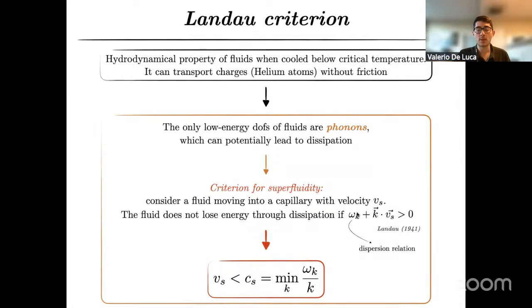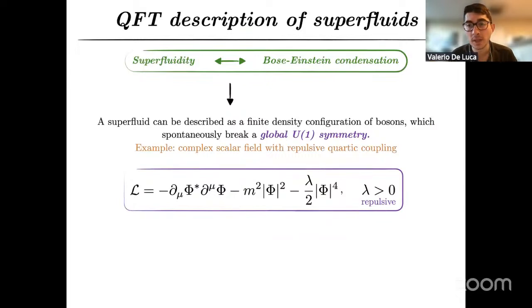Now, since then, there was a better understanding of superfluidity through a quantum field theory description, for which superfluidity is actually associated to Bose-Einstein condensation. So the main idea is that a superfluid can be described as a configuration of bosons at finite density, which break spontaneously a global, for example, U(1) symmetry. And in the talk, I will refer to a model of a complex scalar field phi, which has repulsive quartic interactions, as a proxy to study the properties of superfluids. So in this theory, lambda is a parameter which is taken to be positive to allow for repulsive interactions.